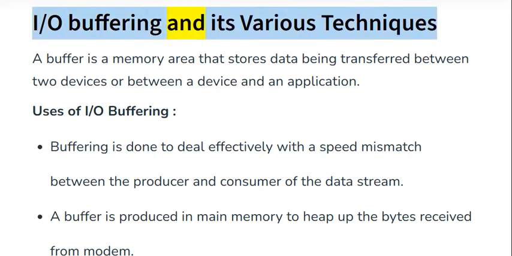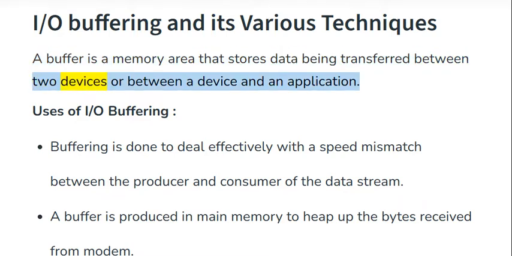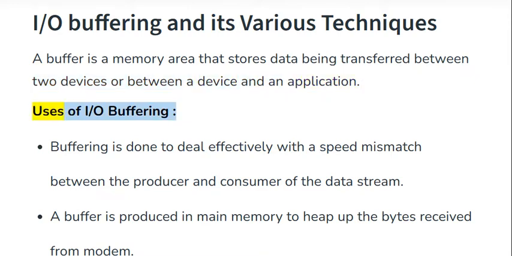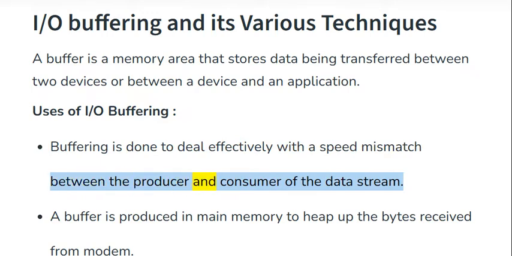I/O buffering and its various techniques. A buffer is a memory area that stores data being transferred between two devices or between a device and an application. Uses of I/O buffering. Buffering is done to deal effectively with a speed mismatch between the producer and consumer of the data stream.